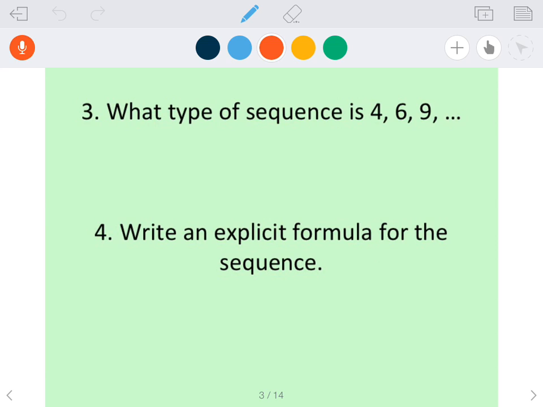Number 3, what type of sequence is 4, 6, and 9? This one would be a geometric sequence. Figure out what you are multiplying by each time to get from 4 to 6 and from 6 to 9. Remember, you can write this as a ratio of 6/4 and simplify that to 3/2.